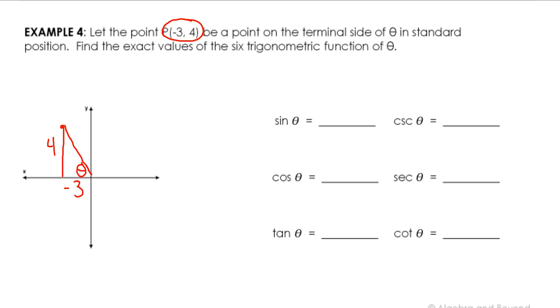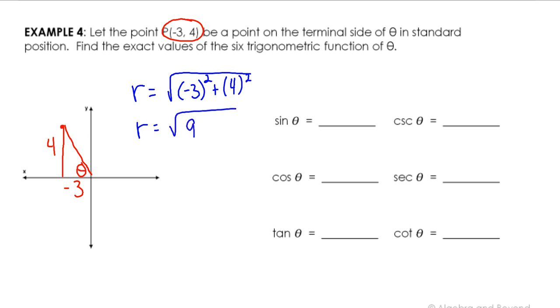So let's find the distance of the hypotenuse here. Remember, to find that, we take the square root of the x distance squared plus the y distance squared. Simplifying that, I get the square root of 9 plus 16, which is the square root of 25. And so that tells me that r is 5. So my hypotenuse is 5. Maybe you remember that 3, 4, 5 is a Pythagorean triple, and we're able to figure it out that way as well. Okay, so now I can use that to fill in my 6 trig functions.